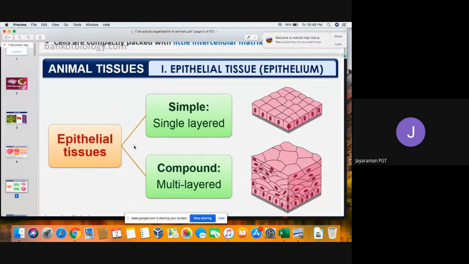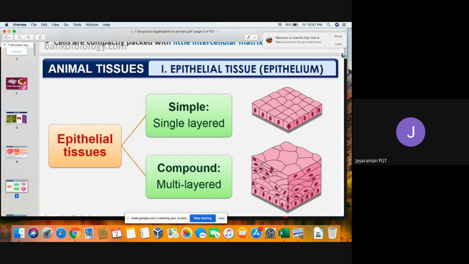So epithelial cells are divided into two major groups, simple and compound. Simple is a single layer. Compound means many layers. You can see the picture. It is only one layer. In the case of squamous epithelium, I said, it is a single layer, so that oxygen easily diffuses into the body and carbon dioxide from the body diffuses into the blood. And the compound epithelium has many layers, like skin.